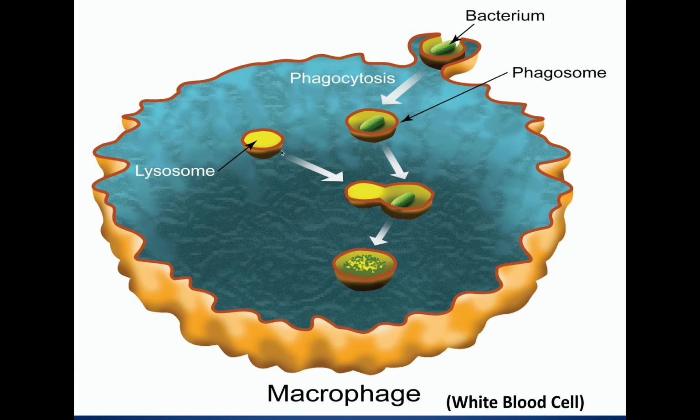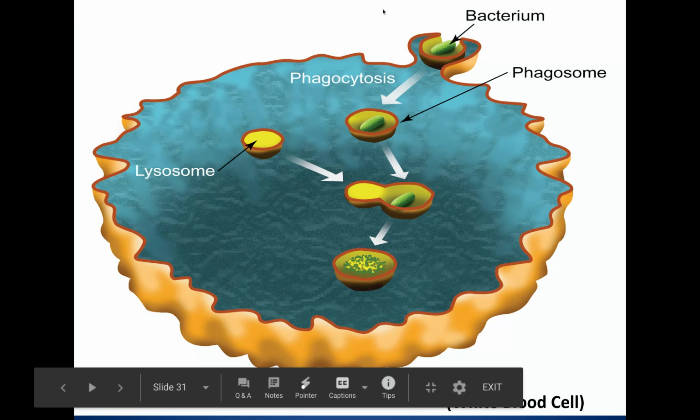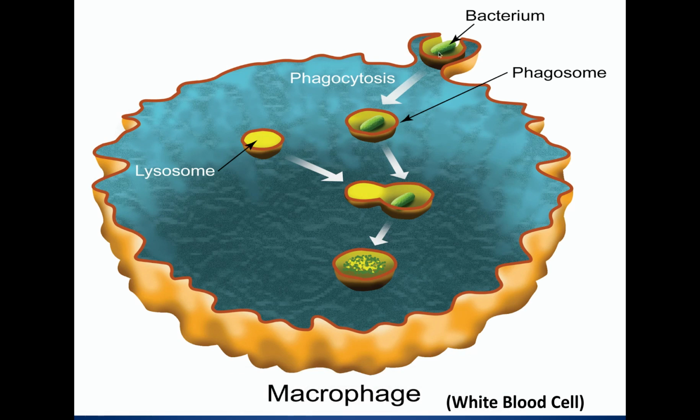This is a picture of a white blood cell called a macrophage that is engulfing a bacteria that could potentially be harmful, and then fusing its lysosome with the digestive enzymes here in yellow, and the enzymes break down the bacteria so you don't have to worry about it. So very important in the body.